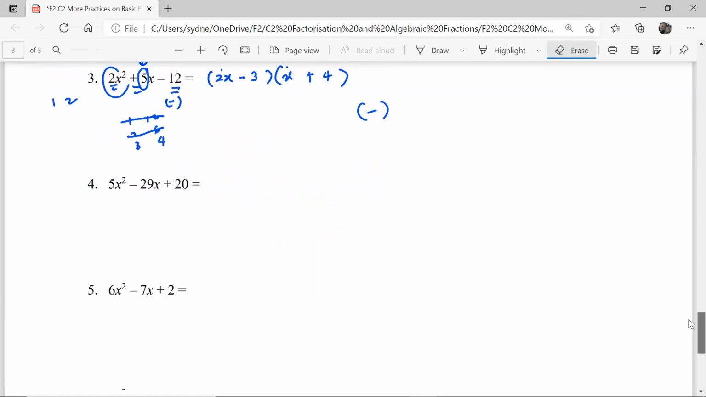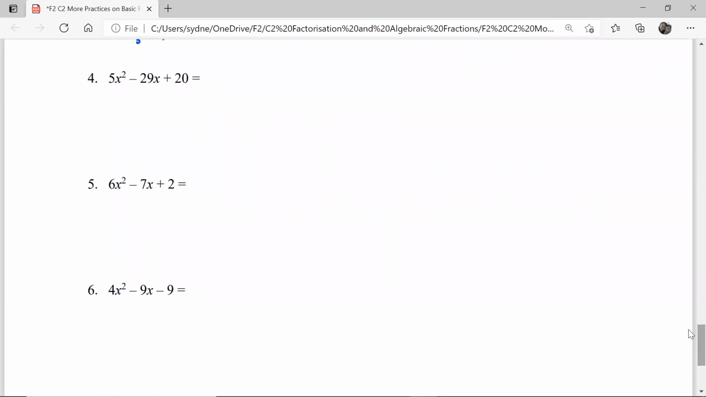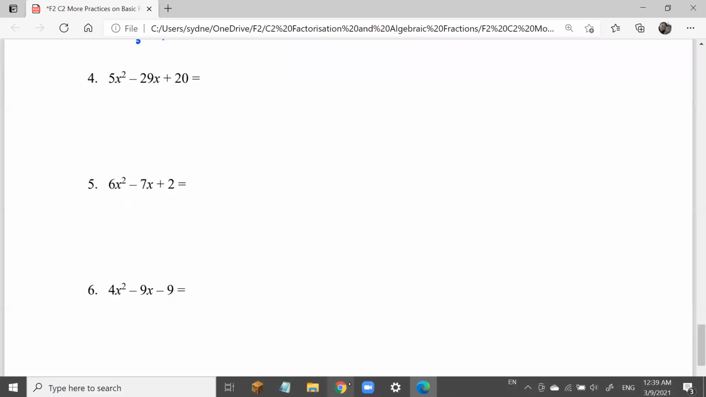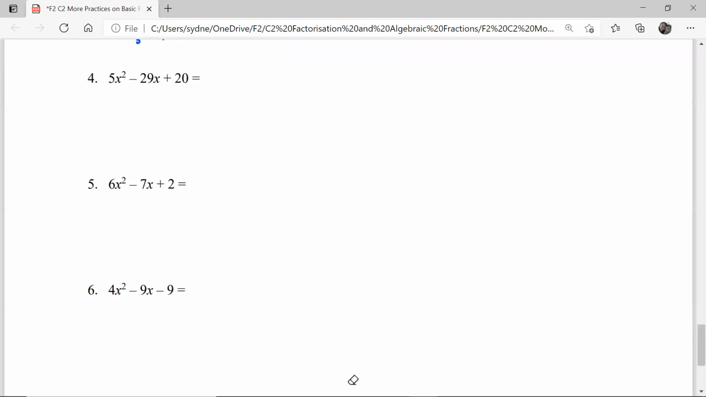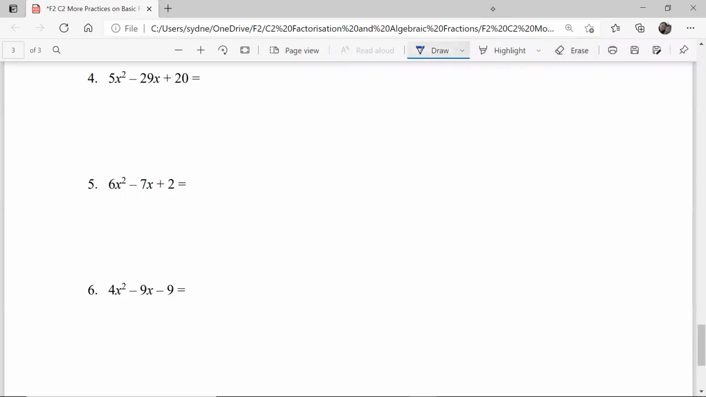And now you should try to factorize this on your own. You can pause this video and then try factorizing it. Then after that, you check the answer. So now, let's see. How do I get 5x squared? I have only one set of factors, that is 5x and x. There's no other factors that give me 5, yeah? Only 1 and 5. So I fix the position of 5x and x. Now the 20, it will be 1 times 20, 2 times 10, 3 cannot, 4 times 5.